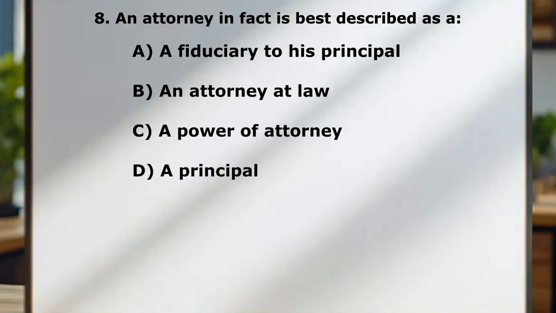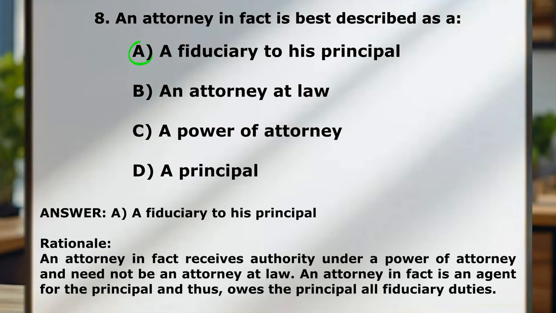B, an attorney at law. C, a power of attorney. D, a principal. Correct answer here is A, a fiduciary to his principal. And here's why. So an attorney, in fact, receives authority under a power of attorney and need not be an attorney at law. An attorney, in fact, is an agent for the principal and thus owes the principal all fiduciary duties. If you don't know what fiduciary duty means, that's cool. It just means that the person representing someone else needs to look out for that other person's financial interests.